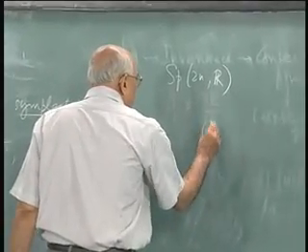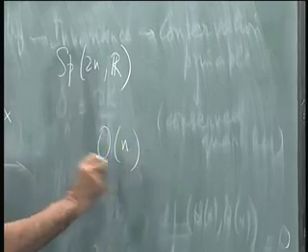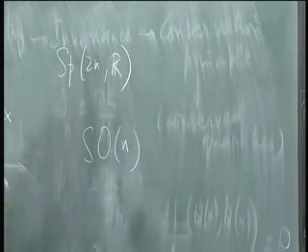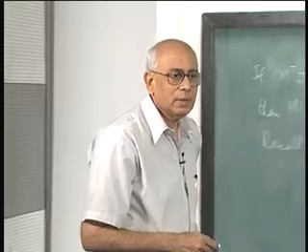It is the group of orthogonal matrices in n dimensions with determinant plus 1. You would like to look at proper rotations. How many parameters does that have? How many angles are needed to specify a rotation in n dimensions?